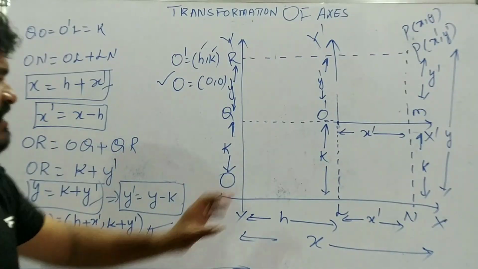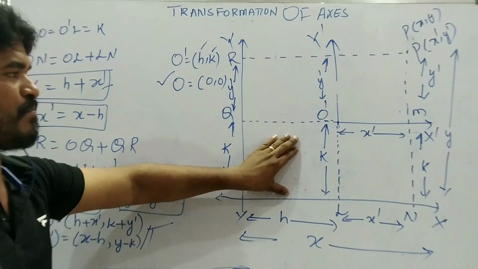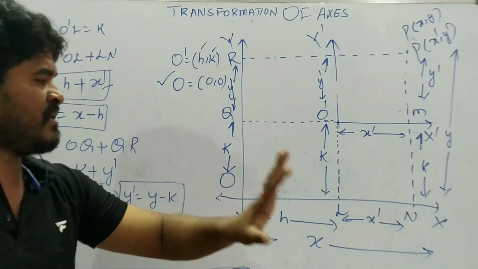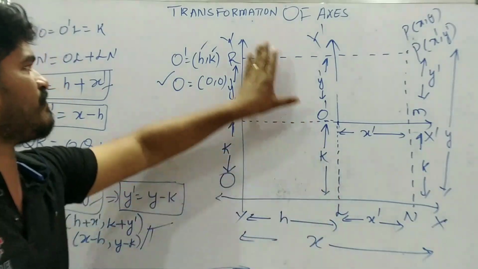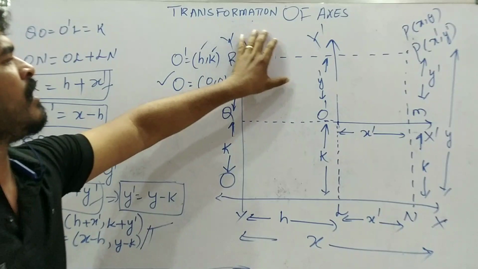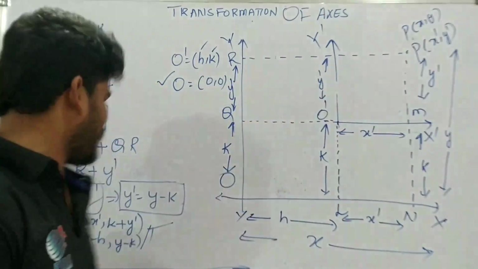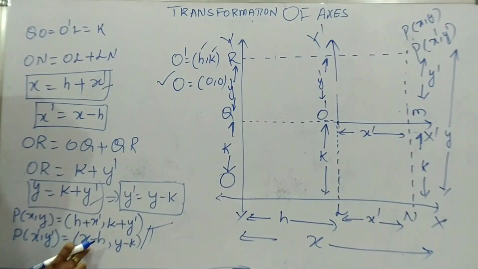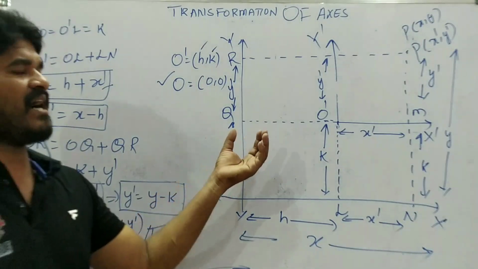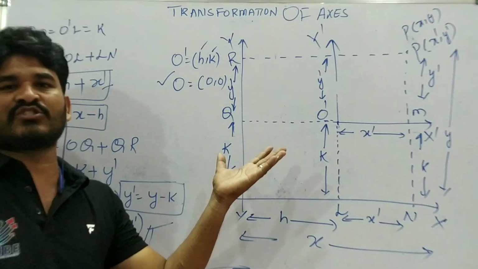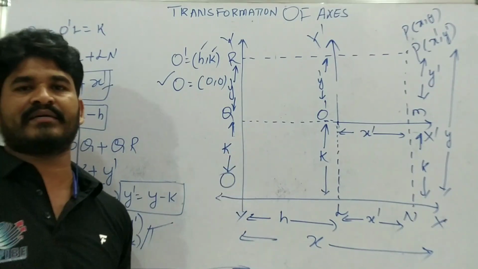Next, whenever the origin point is changed without changing the direction, with respect to the x and y ordinates, P(x', y') is nothing but x' equals x minus h, and similarly y' equals y minus k. This is the transformation of the first topic.